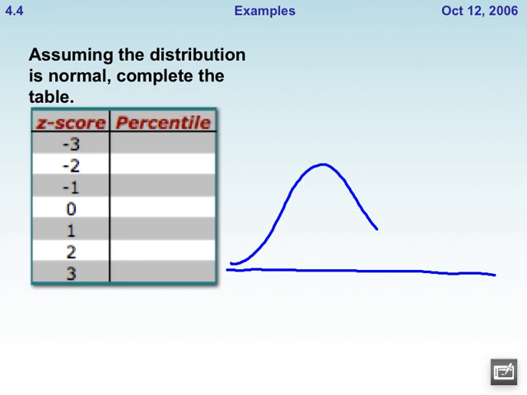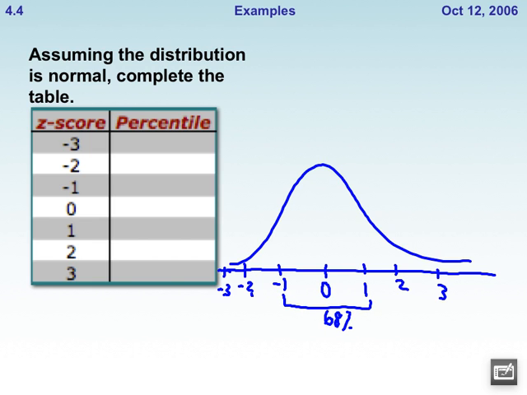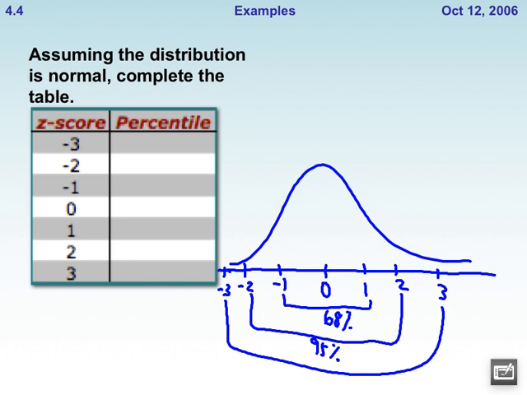Okay, you should have drawn yourself a normal curve. I have 0, 1, 2, 3, negative 1, negative 2, negative 3. Then draw your percentages. So in here, this is 68%. This is 95%. And then within 3 is 99.7.